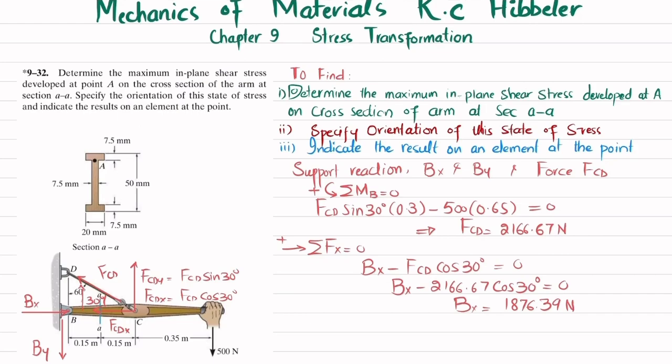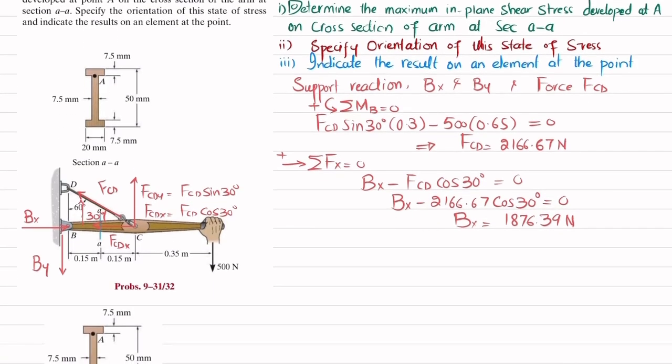Now you can find By by using the third equation of equilibrium that the sum of all forces along the y direction must be equal to 0, with upward force taken as positive. So there are three forces: one is this By, another is the FCDy component, and the third one is 500. Their sum must be equal to 0. So By is downward, so minus By, minus 500 is also downward, plus FCD sine of 30.